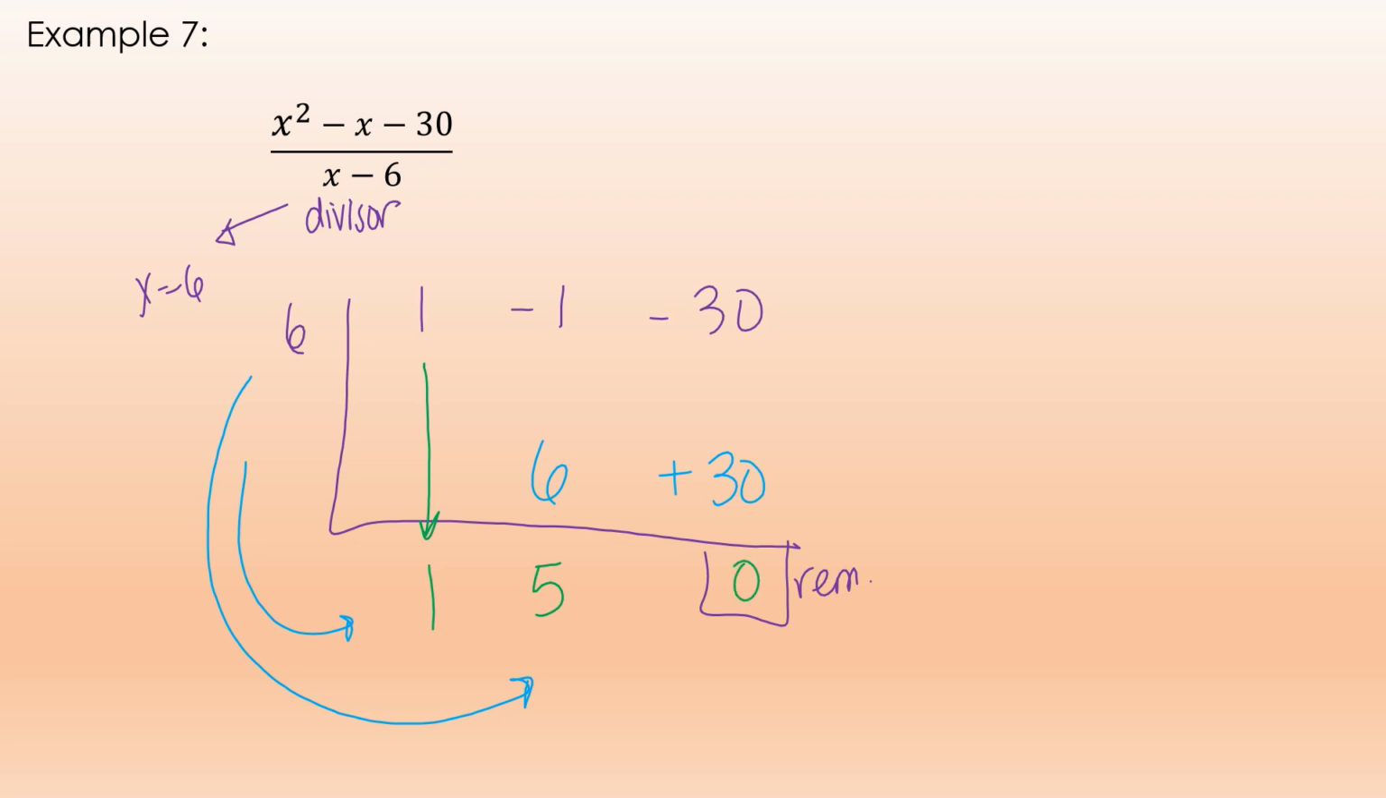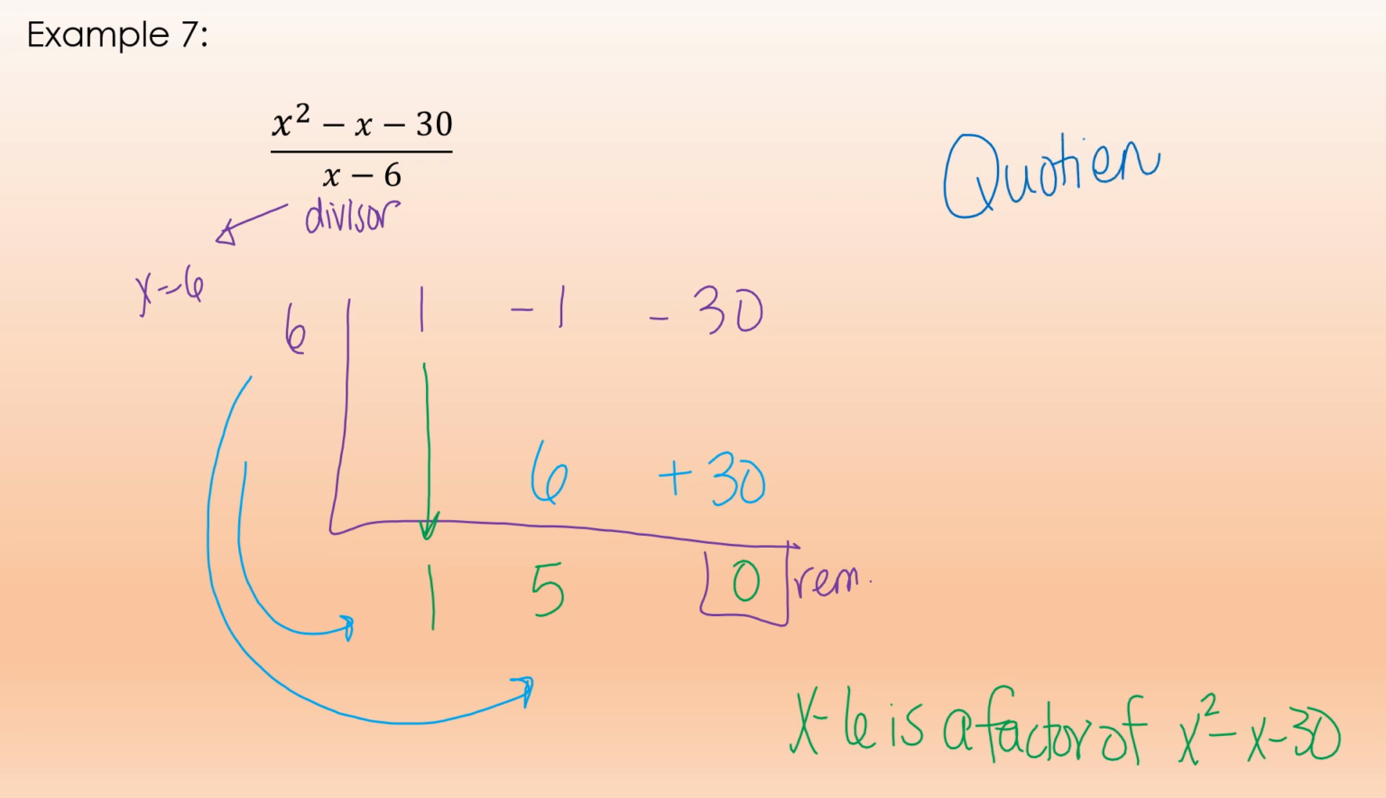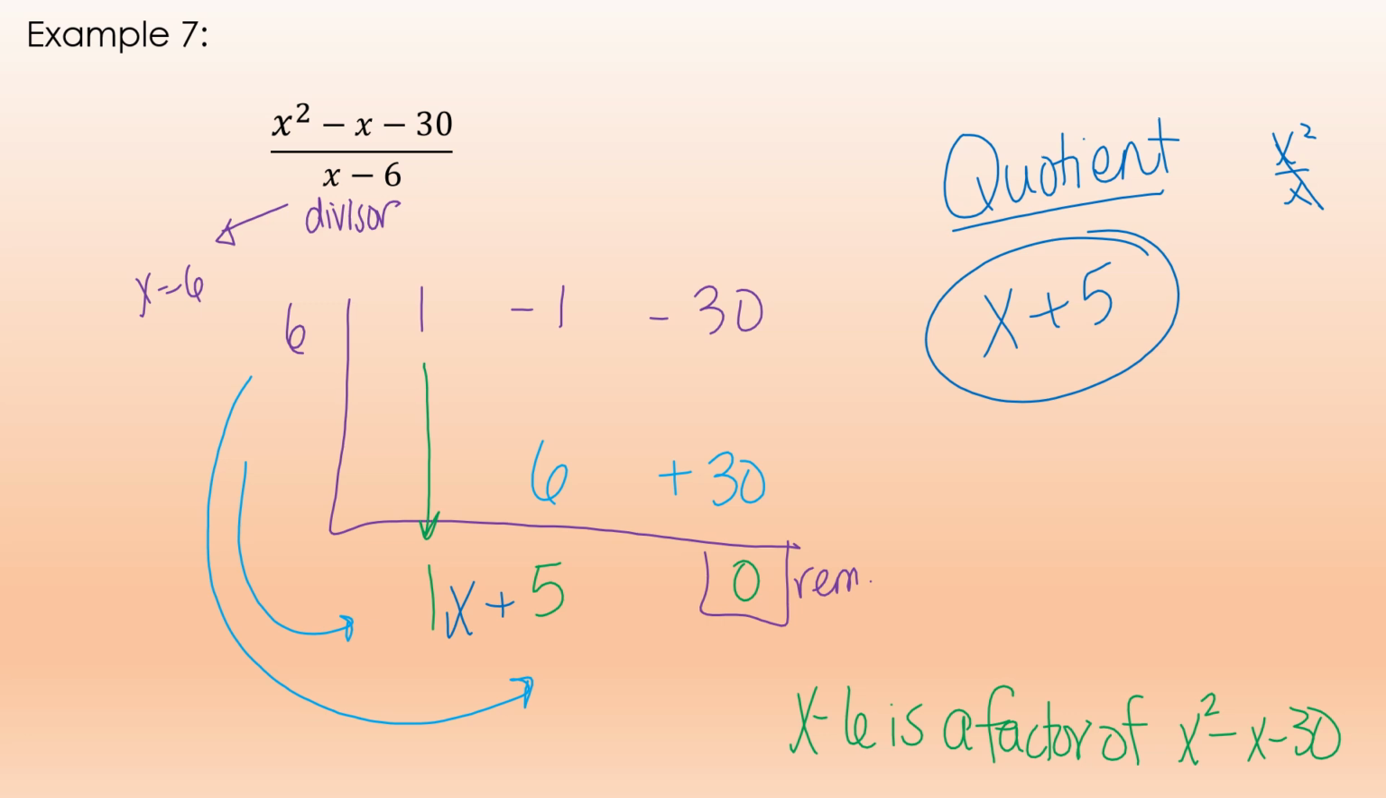Yay, thank goodness. So that means that x minus 6 is a factor of the polynomial x squared minus x minus 30. Cool. All right, but what's our answer? What's the quotient? If I started with an x squared and I divided by an x, I'm just going to have an x and then plus that constant, plus 5. There you go. So it's 1x plus 5. Cool. All right, continue on.